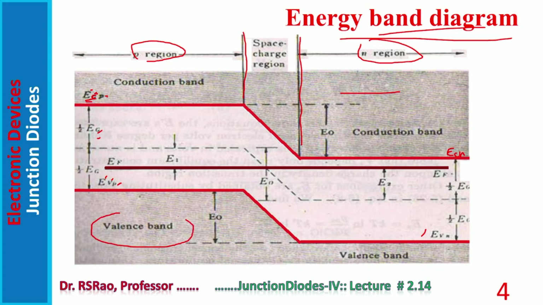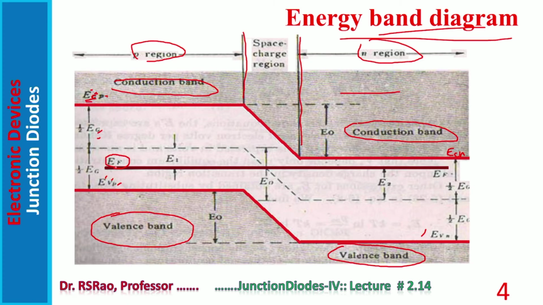At the bottom is the valence band on both sides of the diode. At the top are the conduction bands. In the band gap, there is one energy level indicated by EF. EF stands for Fermi energy level. Fermi energy level indicates the average energy of the electrons. Notice this level is constant. It is the same on the P side as well as the N side.